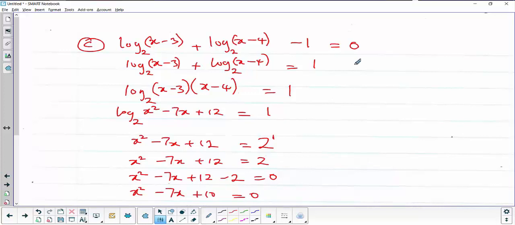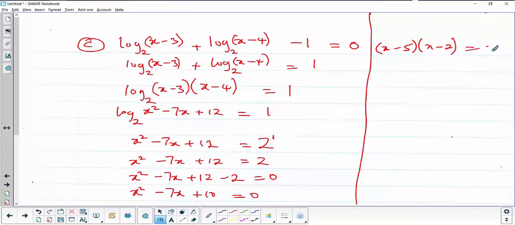We need to factorize this one in order to get the value for x. So to factorize it now, after your factorization, we are going to get x minus 5 into x minus 2 equal to 0. Automatically, our x is going to be 5 or 2. That is the value for x.